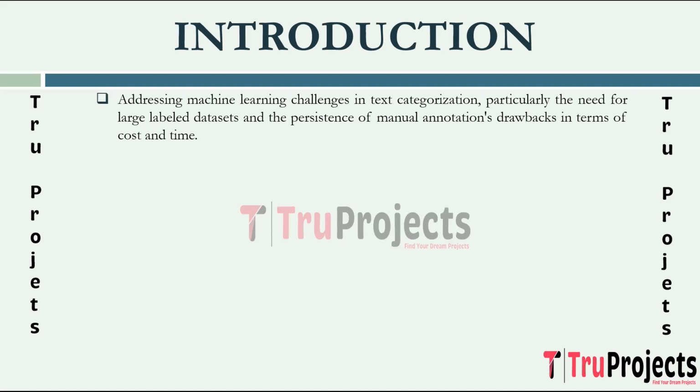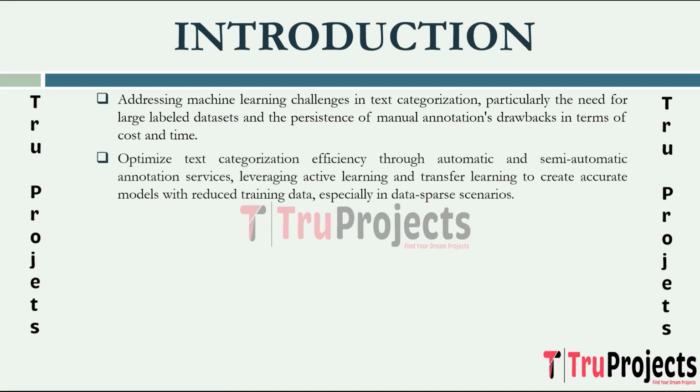Introduction of the project. The project addresses the widespread use of machine learning techniques, particularly in text categorization, where challenges persist due to the need for large labeled datasets. Despite advancements in automatic labeling, manual labeling remains crucial in various domains, making data annotation a challenging, expensive, and time-consuming task. The primary goal is to enhance the efficiency of text categorization by optimizing resource utilization.